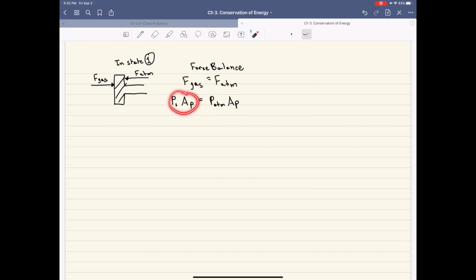Both of those are multiplied by the area of the piston, and because of that, we could just cancel out the area of the piston, and what we get is that the pressure of the gas inside the cylinder is actually equal to the atmospheric pressure. Okay. And so we're able to reason that. We're able to figure out what the initial gas pressure is just by invoking and using this force balance. Okay? And so that gives us part A.